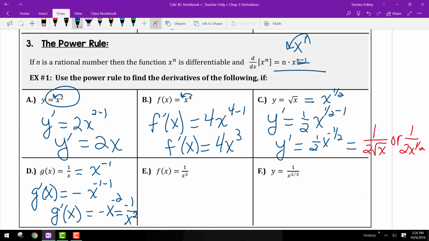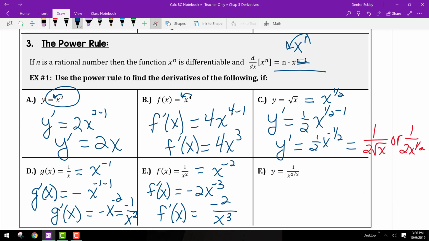After a while, you get to a point where you can just do those, making positive exponents without a lot of fanfare. So this is x to the negative 2. So f prime of x is going to be negative 2x to the negative 3. So f prime of x is going to be negative 2 over x to the third.